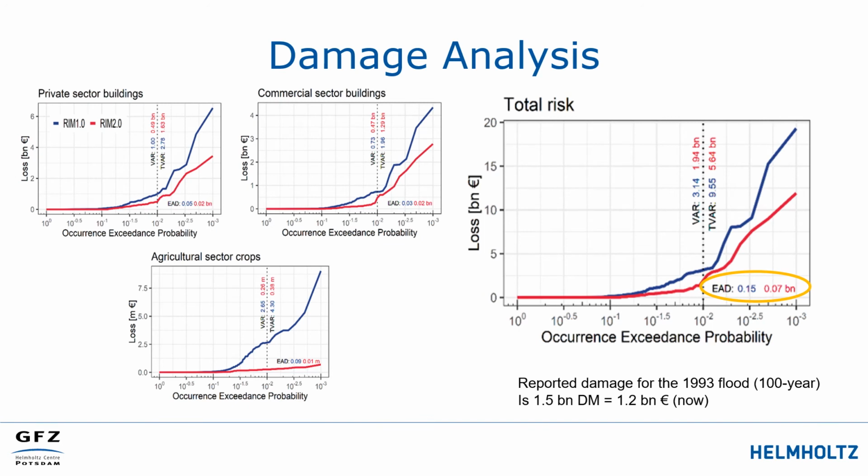In terms of damage, all damage models predict less damage for RIM2 than for RIM1, and that's because of the smaller inundation extent and inundation depths. And for the 100-year event, the total damage estimated by RIM2 is almost 2 billion, while for RIM1 it is almost 3 billion, while the reported damage for the 1993 event is 1.2 billion, which is much closer to the estimated value by RIM2 than by RIM1. And the expected annual damage for RIM2 is more than half the estimated by RIM1.